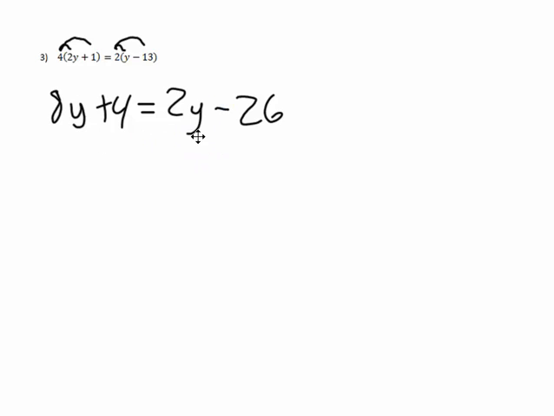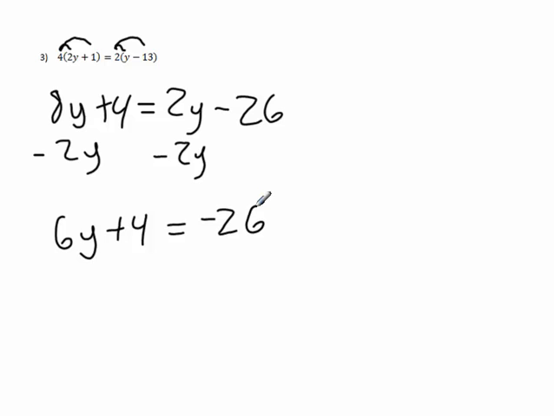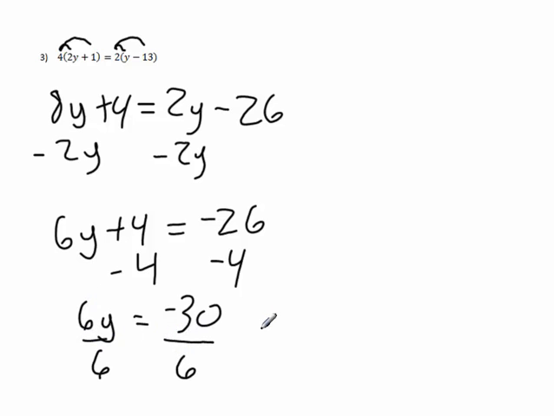So 2 times y is 2y, and 2 times negative 13 is negative 26. Now, since 8y is bigger than 2y, I'm going to combine all my y's to the left-hand side. So in order to get rid of the 2y, I have to subtract 2y. And here I'm going to subtract 2y. And that'll leave me with 6y plus 4 equals negative 26. And I'm going to subtract 4 because it's the furthest thing away from that y there. And I get 6y equals negative 30. And dividing by 6 leaves me with y equals negative 5.